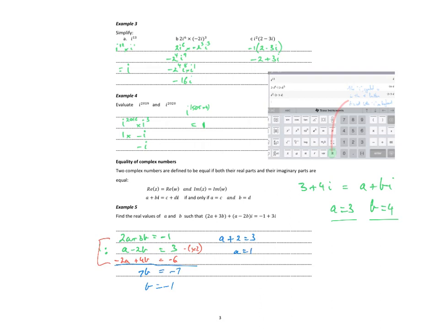Okay, so if I put those values into that expression there, I'll get 2 plus 3b, which is minus 3, plus a, which is 1, minus minus 2, which is plus 2i, which is minus 1 plus 3i, which is the same as the right-hand side.